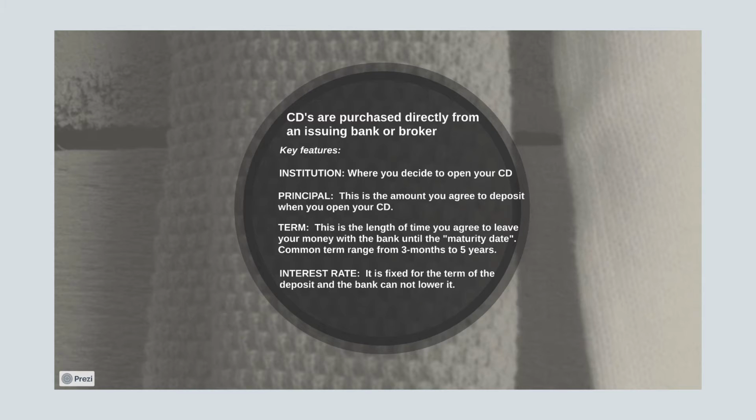The third thing that you will get locked into is the term. The term is just the length of time that you agree to leave your money with the bank until what's called the maturity date. And the maturity date is just a term that defines the end of your investment and the date when you can withdraw your funds penalty-free.